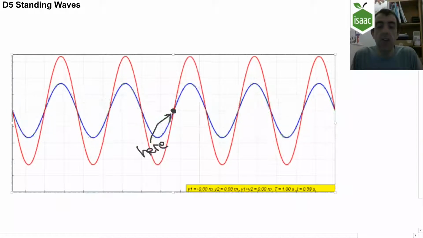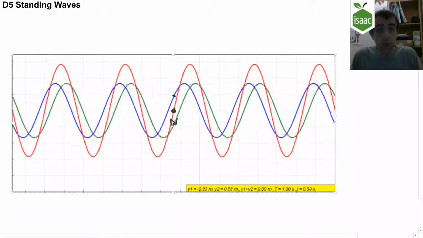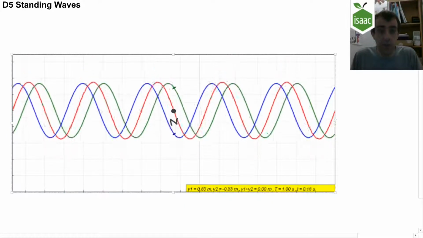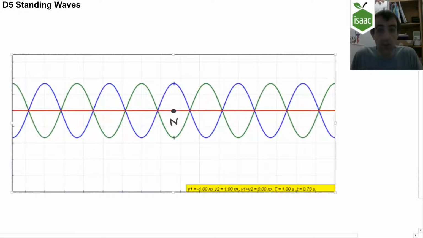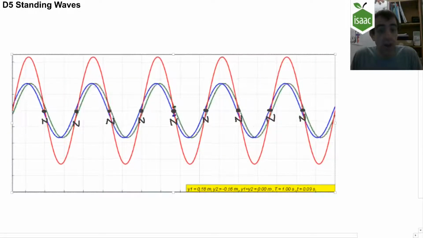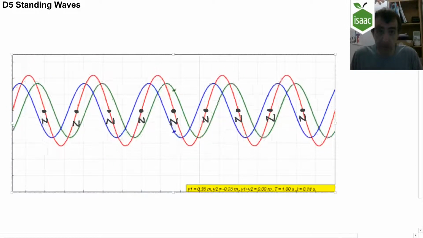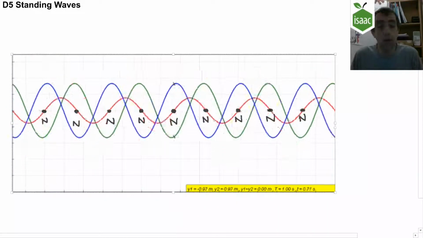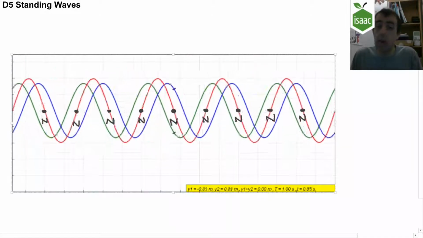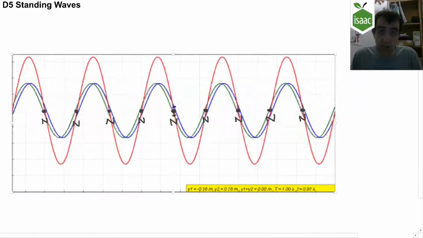It is a destructive interference. These positions are called nodes, so I've marked it here with an N. The resultant displacement at a node is always zero. Here you can see I've marked some more nodes, and at each node the red line never leaves the principal axis. The red line always has a displacement of zero. It is a position where there is always destructive interference.